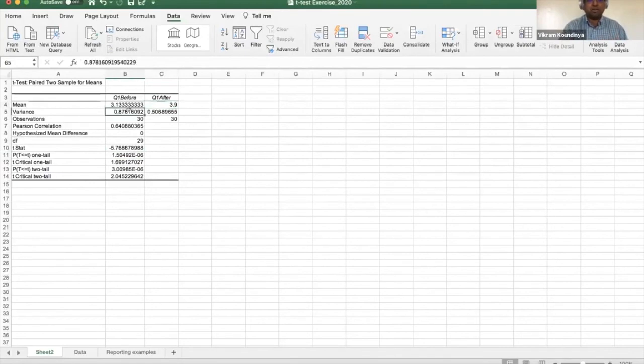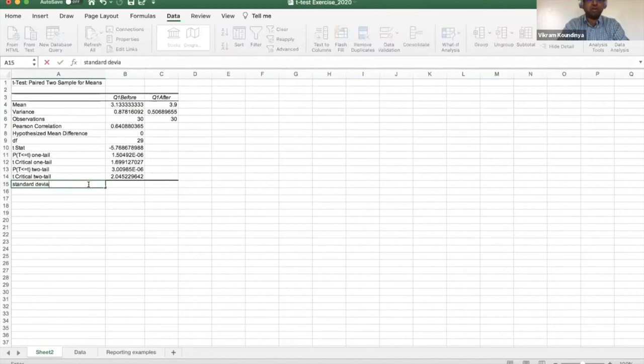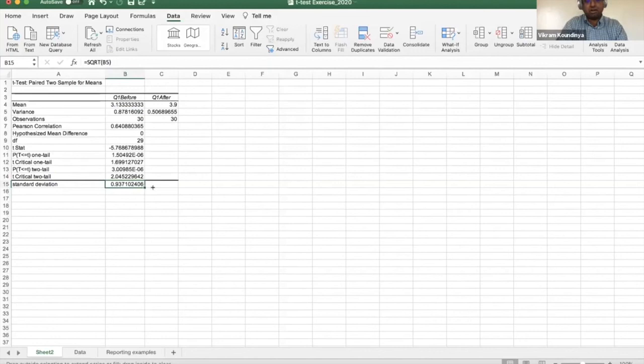This Excel output gives a variance for the t-test, but usually the reported one is standard deviation. Unfortunately, as far as I know, it doesn't calculate standard deviation, so we'll do it manually. The formula, Kit, can you tell, please? Equal sign SQRT and then B5. SQRT and then select our, sorry, the variance. Variance B5, yeah. Then it gives the standard deviation 0.93 for before and 0.74 for after.